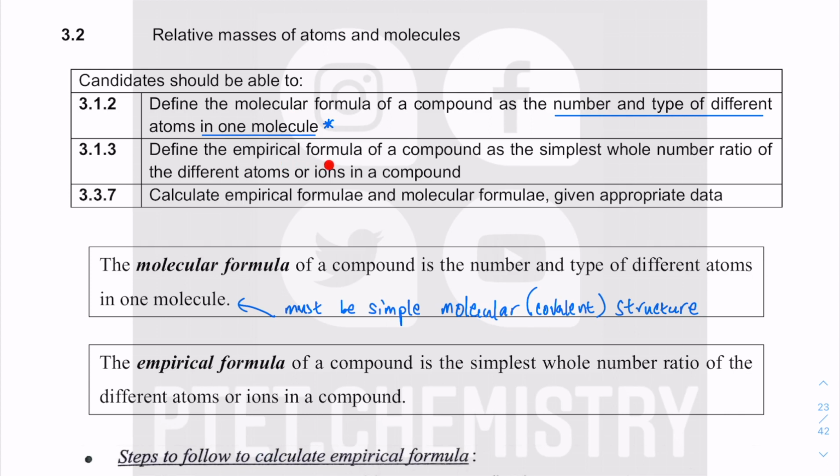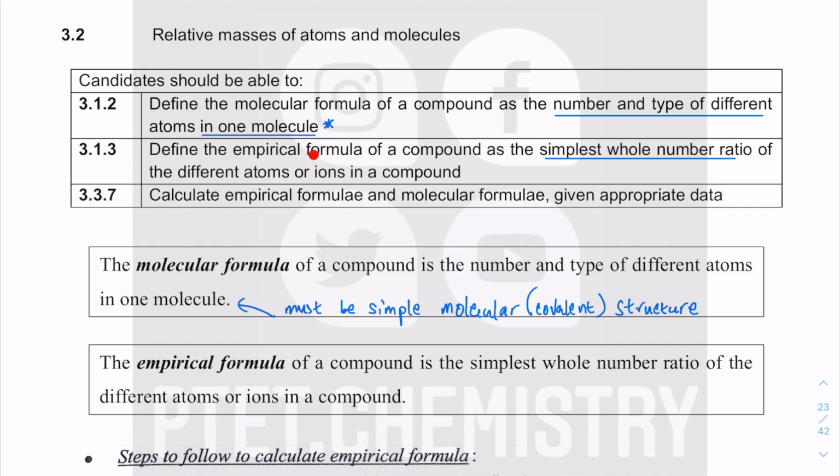Empirical formula, on the other hand, is to do with the simplest whole number ratio. So it has to be the simplest whole number ratio. It cannot have any other number other than a whole number. And these are the ratio of the different atoms or the ions in a compound. Okay, so most textbooks will probably just say atoms, but then we also have the empirical formula of an ionic compound.